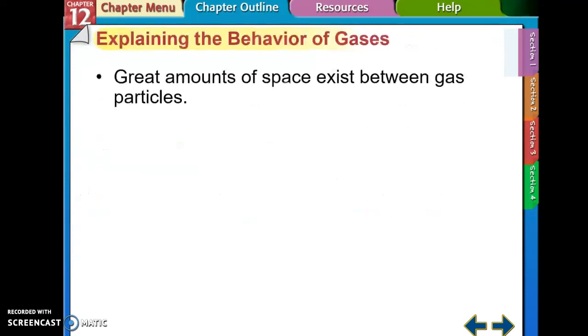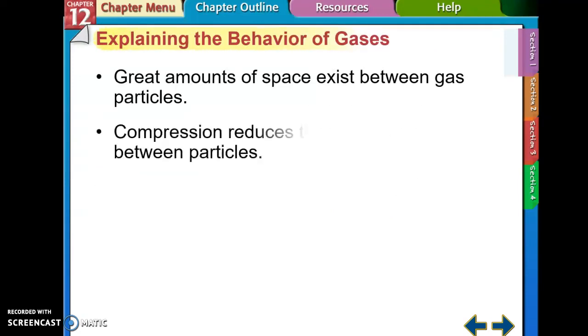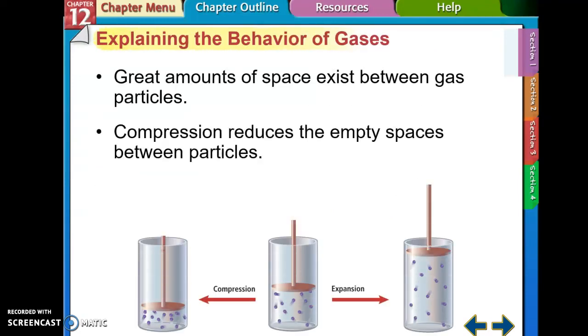So, going back to the kinetic molecular theory, you know that you have lots and lots of space between gas particles. Because of that, you can compress gases. And when you compress something, that's going to reduce the empty space between the particles. Gases can be compressed. We'll talk more about liquids and solids later on.